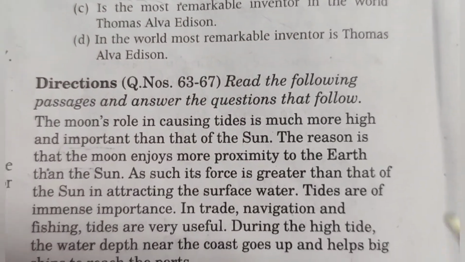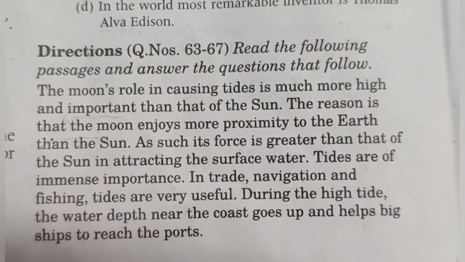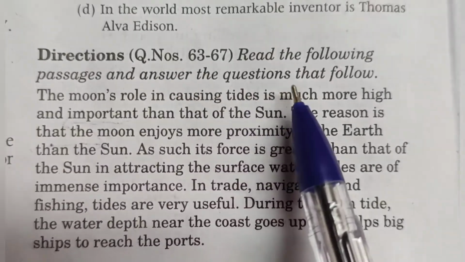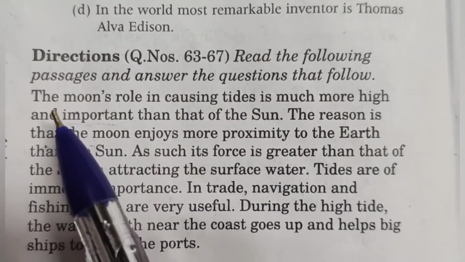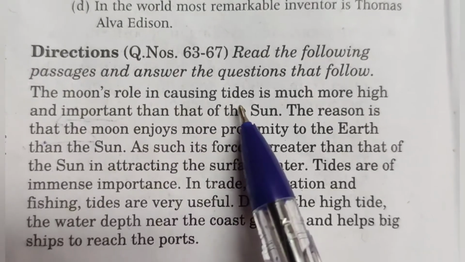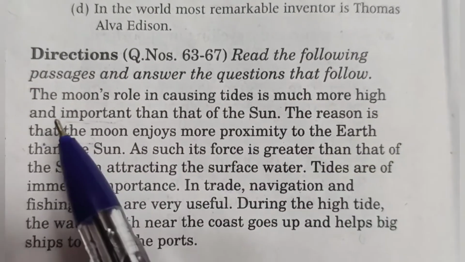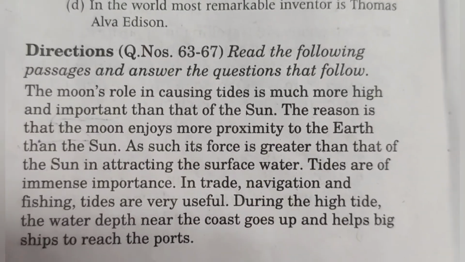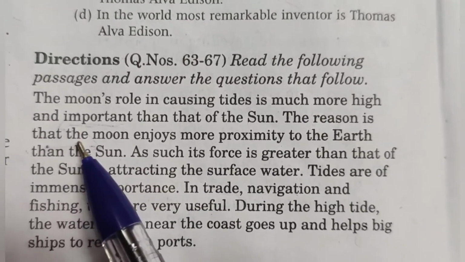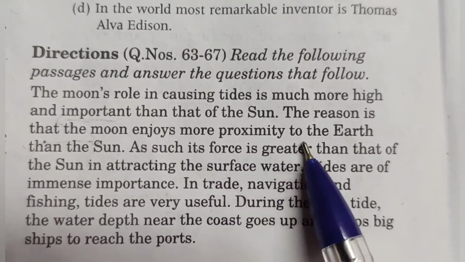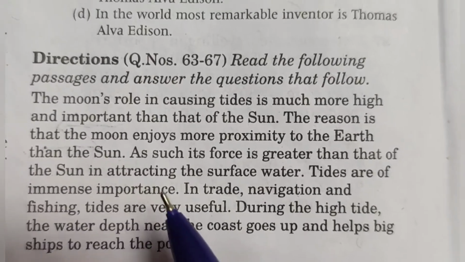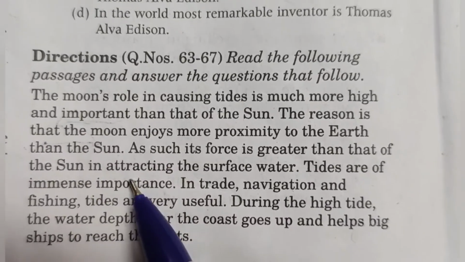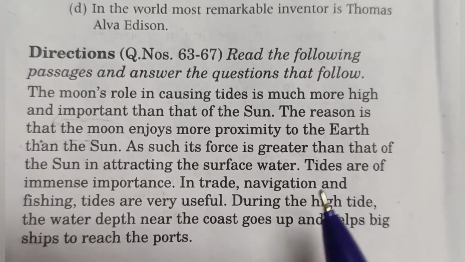Now, passage reading. Please listen carefully when I read the passage. Read the following passages and answer the questions that follow. The moon's role in causing tides is much more important than that of the sun. The reason is that the moon enjoys more proximity to the earth than the sun. As such, its force is greater than that of the sun in attracting the surface water.